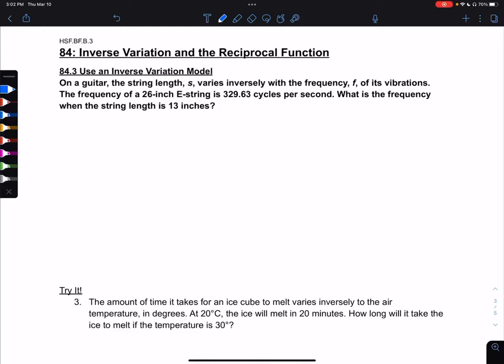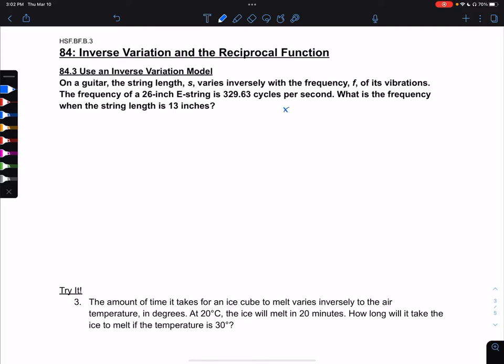Here we're going to look at topic 84, example 3, use an inverse variation model. We're told that on a guitar the string length S varies inversely with the frequency F of its vibrations. The frequency of a 26-inch E string is 329.63 cycles per second. What is the frequency when the string length is 13 inches?